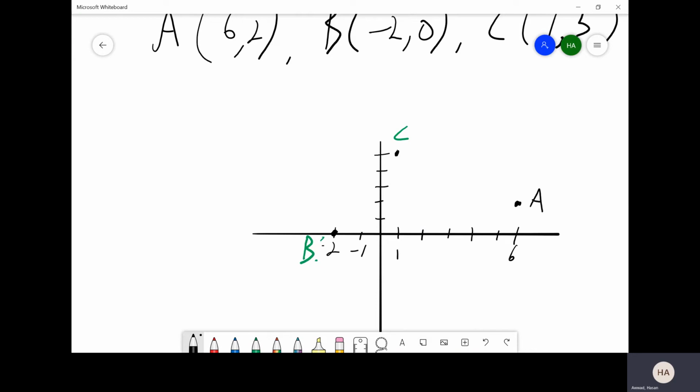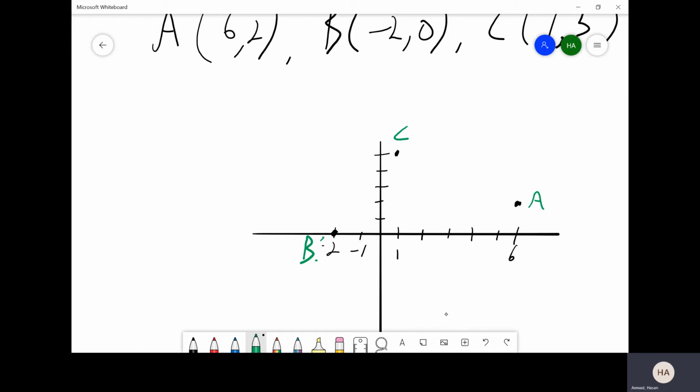Again, if you have different letters, that's totally fine. I'm just saying A, B, and C, and that's just how I'm going to identify them. But if you either mixed up the letters and they're different than mine, or you use different letters altogether, as long as you have a way of identifying them, that's totally okay. So we now have A, B, and C plotted.